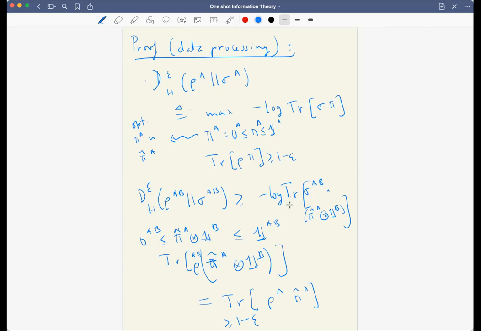Now if I evaluate this objective function, whatever its value is, it will be less than D epsilon H. D epsilon H is obtained by optimizing over a general POVM element on AB, and this general POVM element in general will not be of this tensor product form. That's why we get the inequality. So I think that's it. We are done. Any questions about this proof?